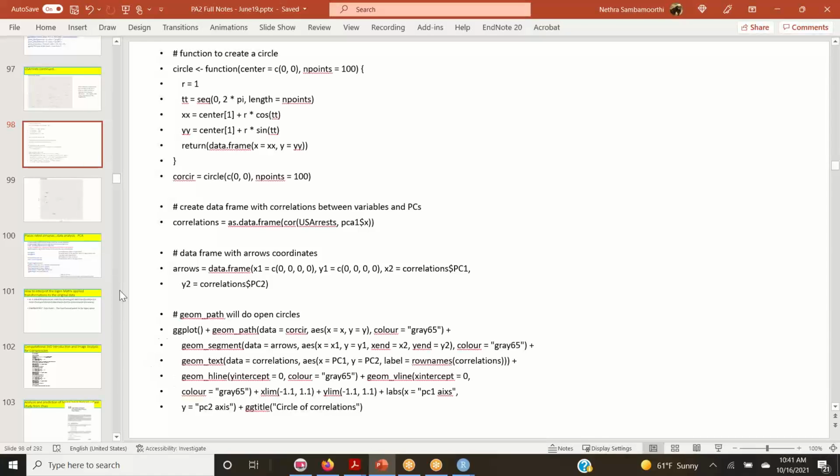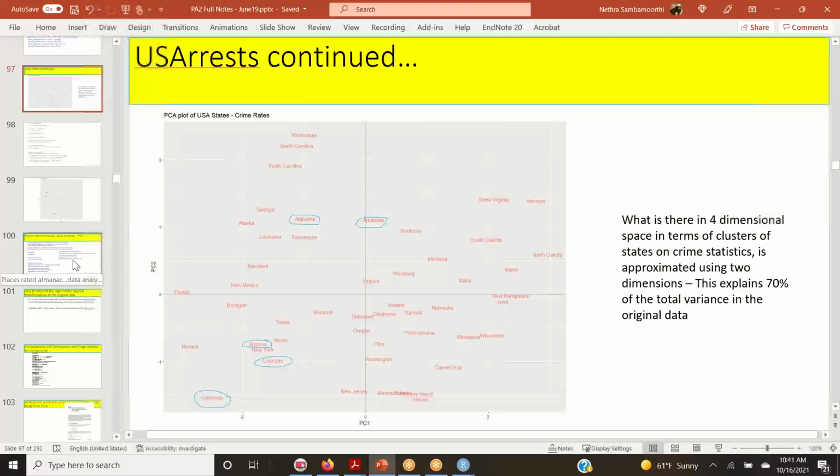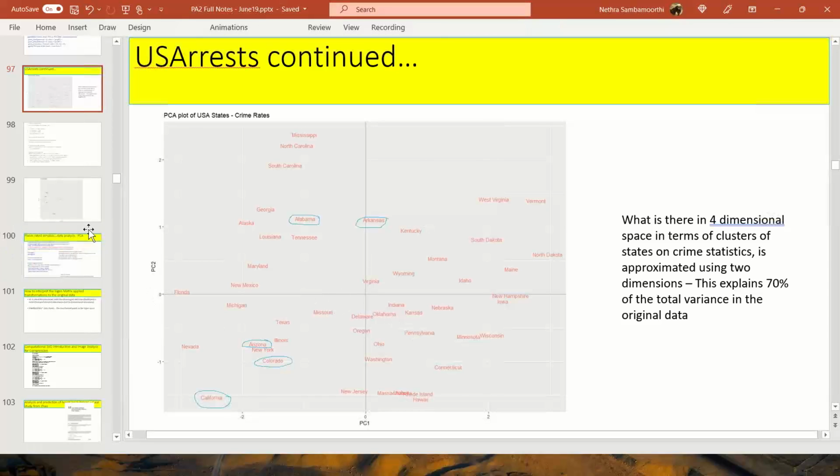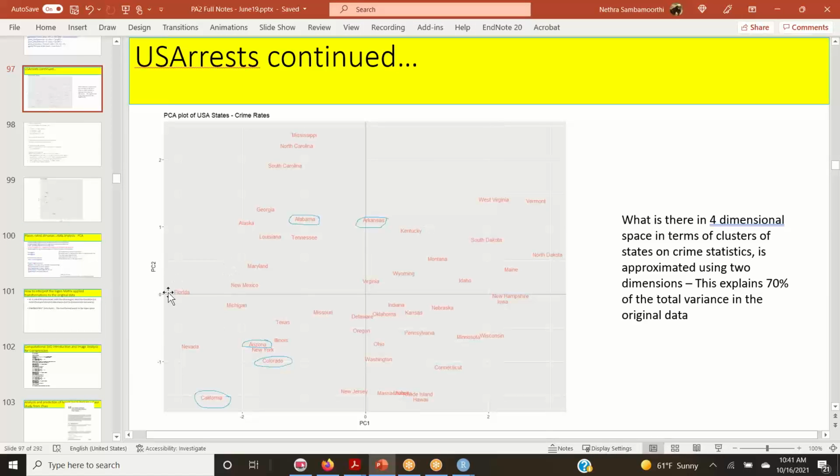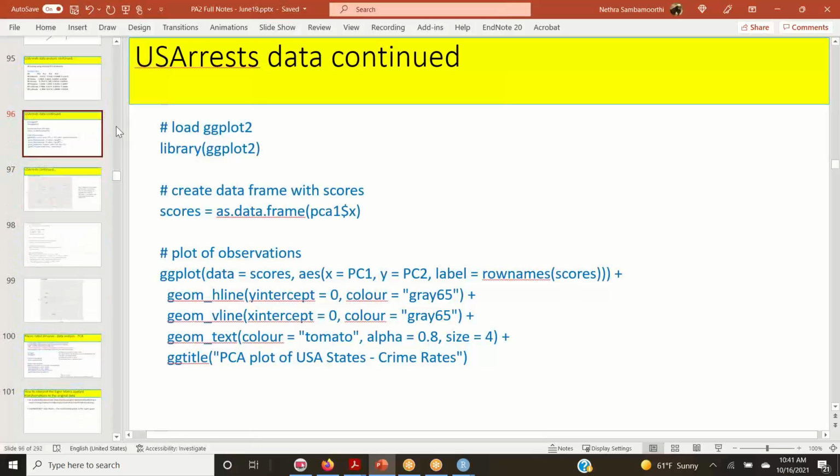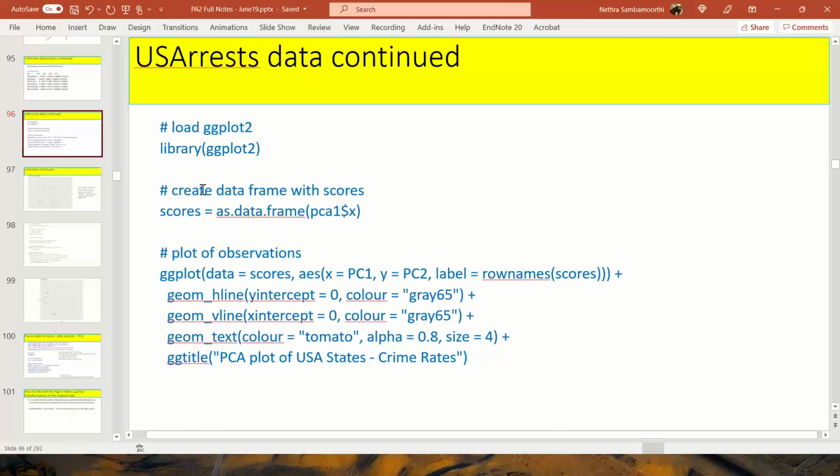There is something called US arrest data. I'm going to do that now. It's a smaller data set, so you can see the patterns easily. Okay, and then we can go back to that one. So here is the arrest data, the US arrest data.